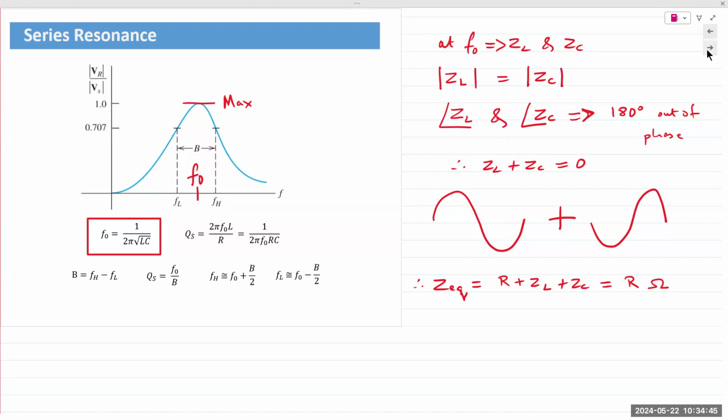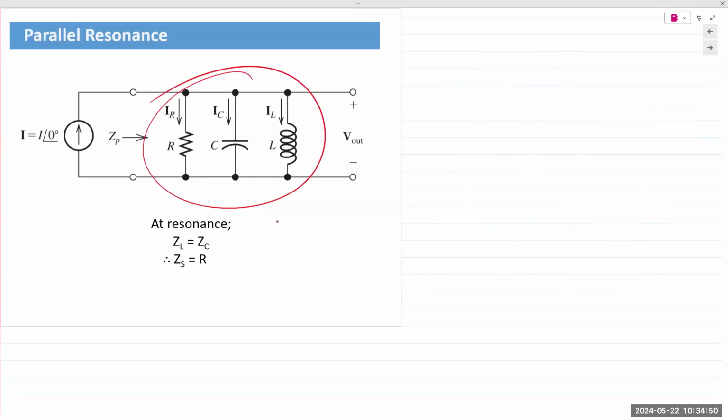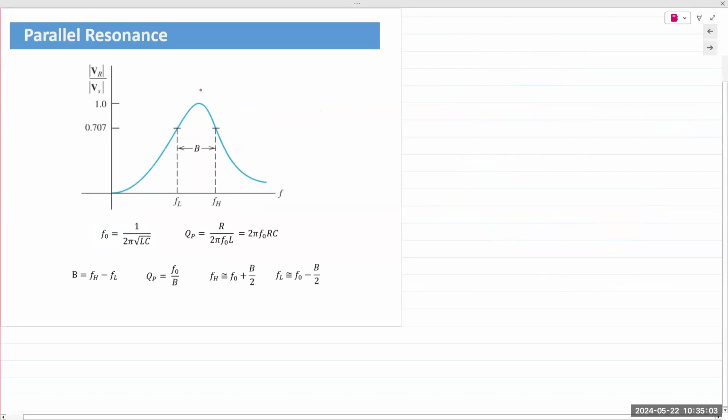The same thing happens if you connect the circuit in parallel. At resonant frequency, the impedance of the inductor and the capacitor have the exact same magnitude, but the exact opposite in phase. So you again have resonance. You again obtain a max value at resonant frequency. The resonant frequency still has the exact same equation, 1 over 2 pi root of LC. Still the exact same, no difference.